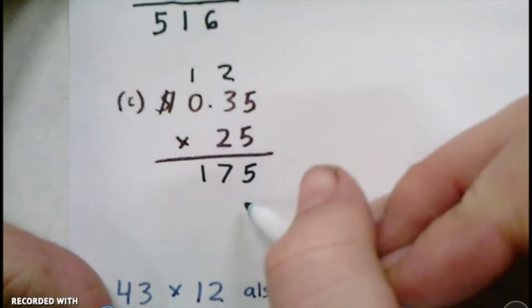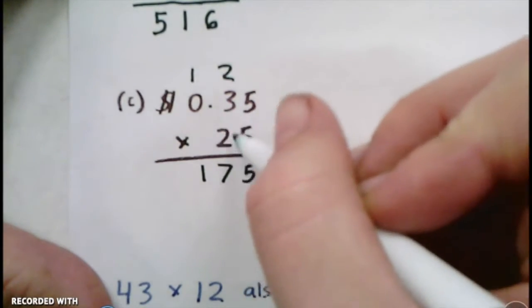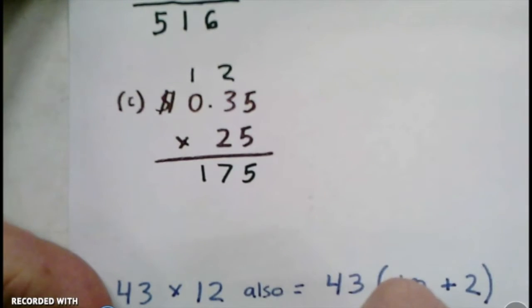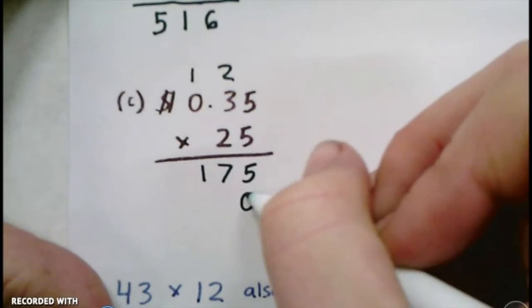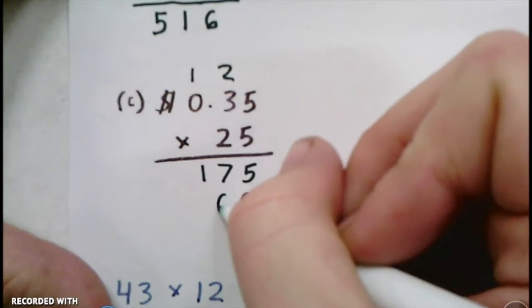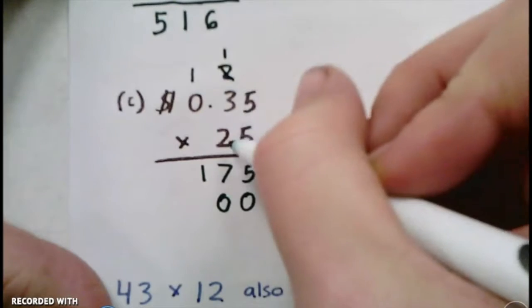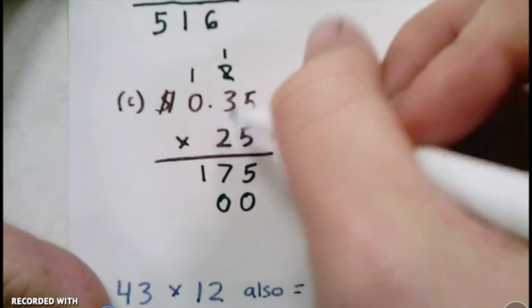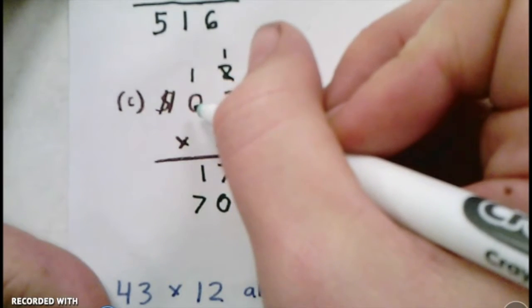Okay, now I'm going to come down to my tens, so I'm going to be multiplying my 2. What do I need to do first? Good, put in my 0 placeholder. So 2 times 5 is 10. 3 times 2 is 6, 7. 2 times 0 is 0.